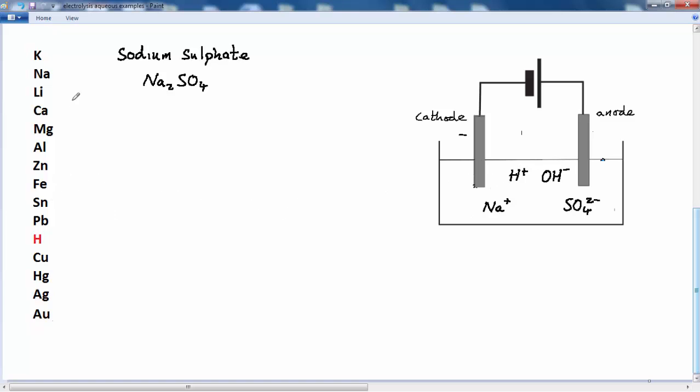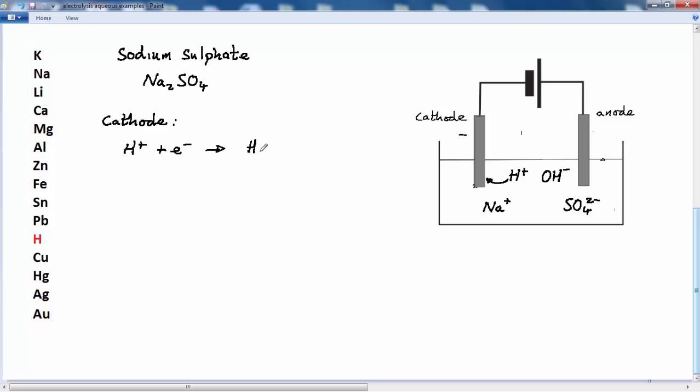Well, we find out that sodium is above hydrogen in the reactivity series, so it's the ion of the less reactive element that is reduced. So in this case hydrogen is going to be reduced at the cathode. So the hydrogen is going to come up to the cathode and it's going to pick up an electron. So we can write the half equation for the cathode. The H+ comes along, grabs an electron and forms the hydrogen atom.